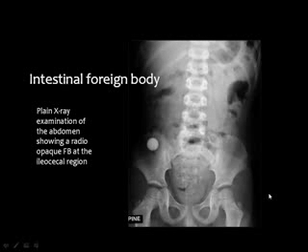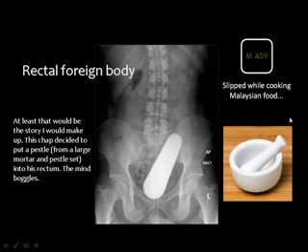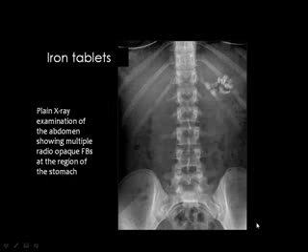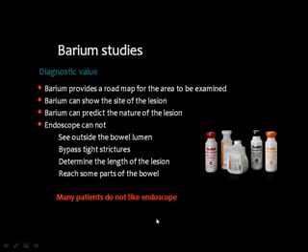And also you can see foreign bodies. This is a foreign body in the region of the ileocecal junction, and this is a foreign body in the rectum, and this is the foreign body itself. And here you can see multiple radiopaque tablets in the stomach, and in this case you can also see multiple radiopaque tablets along the intestinal loops.